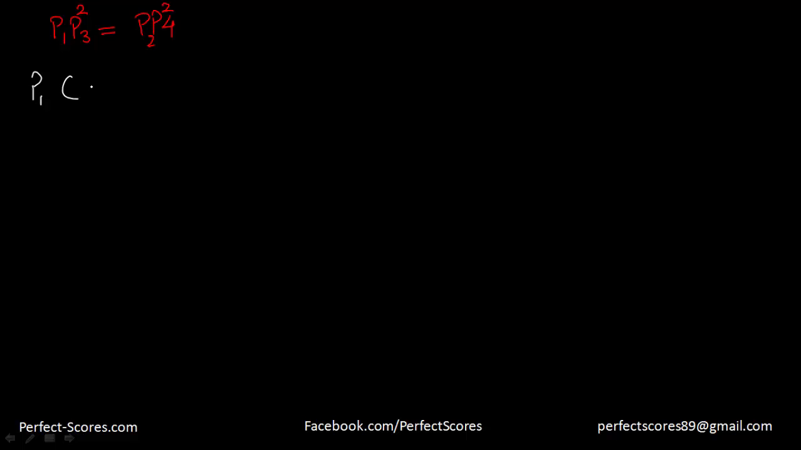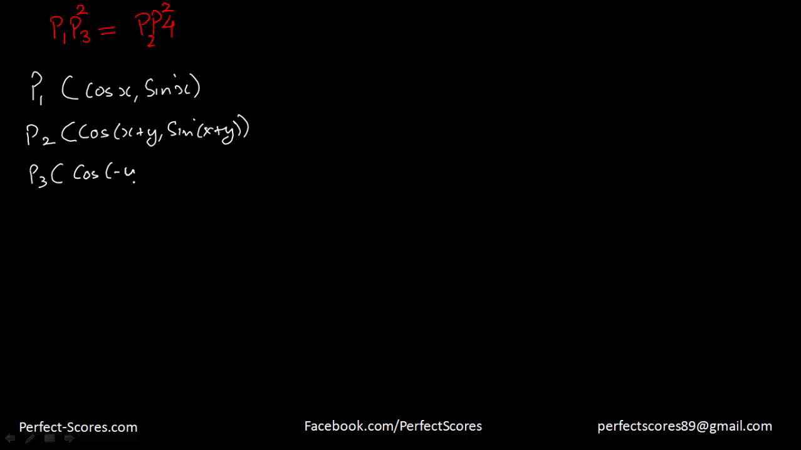P1 is nothing but cosine of x and sine of x. And P2 is nothing but cosine of x plus y and sine of x plus y. P3 is cosine of negative y and sine of negative y. And P4 is 1, 0. Now we have to say that the distance between P1, P3 is equal to the distance between P2, P4.